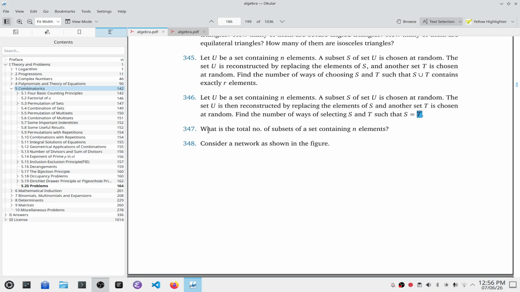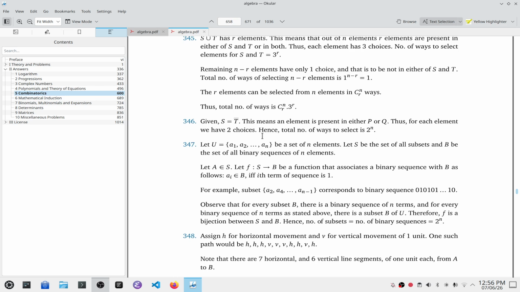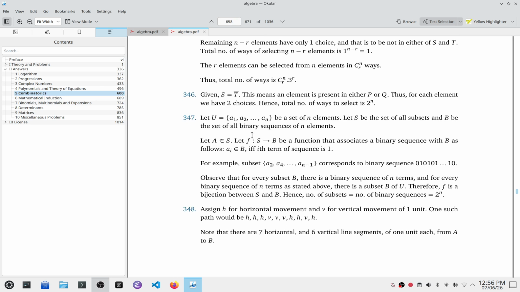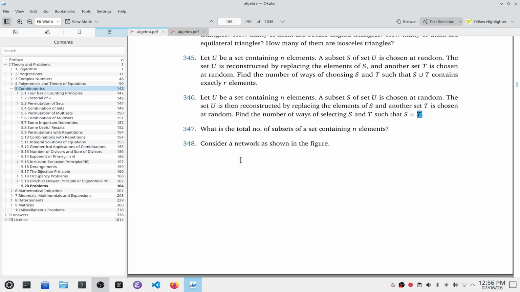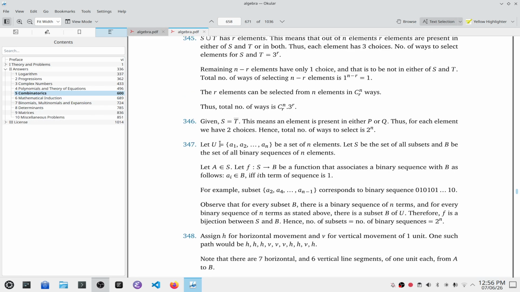Question 347 says that what is the total number of subsets of a set containing n elements? So this we will study in 347, containing n elements. All right. So we let U equal A1 through An be a set of n elements. Let F be the set of all subsets, and B be the set of all binary sequences of n terms.